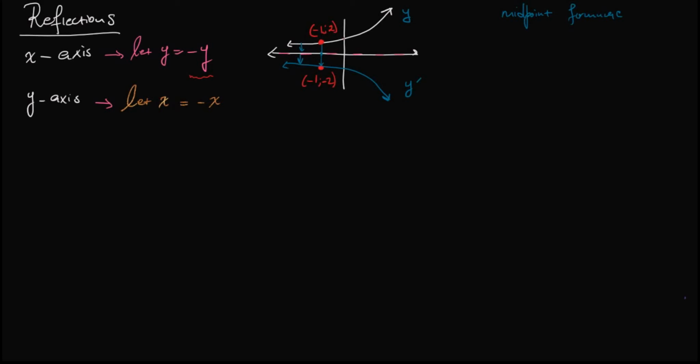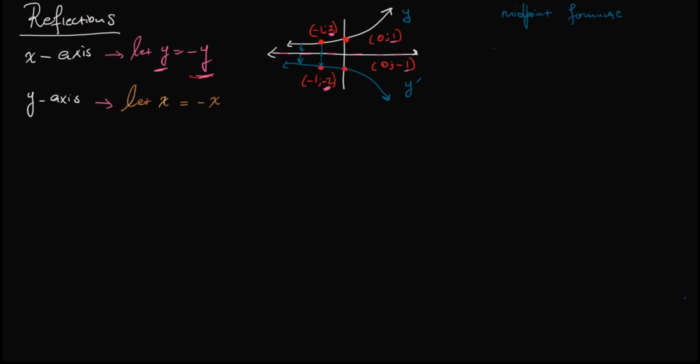And then you take this point. This point is very clear that it is probably (0, 1), and then this point should be (0, -1). But what do you notice about the y values? The y values change from positive to negative, which means we are right to say that we take y and we make it -y.